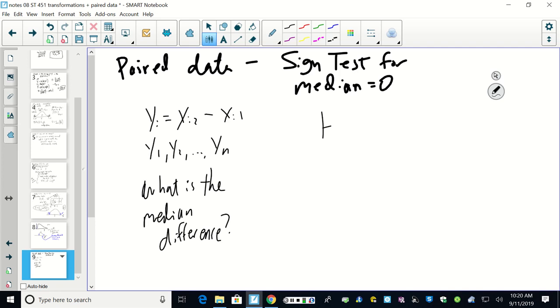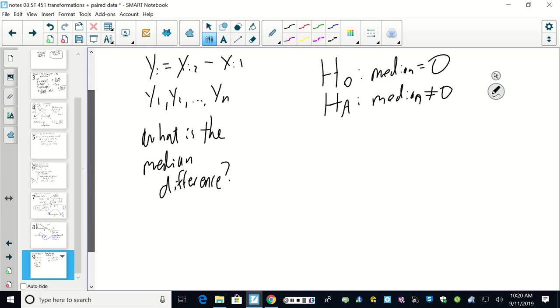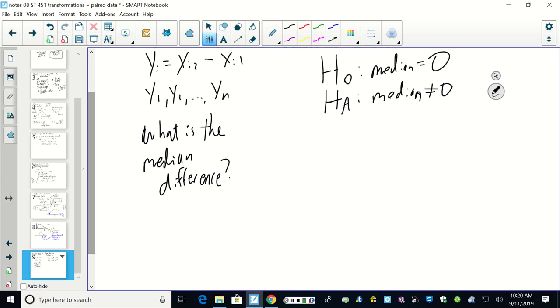One null hypothesis could be that there is no difference between before and after over these time periods, in which case the median equals 0. And then the alternative could be that the median is not equal to 0 or maybe positive, right? So just as one example, I'll start the example on the next page.